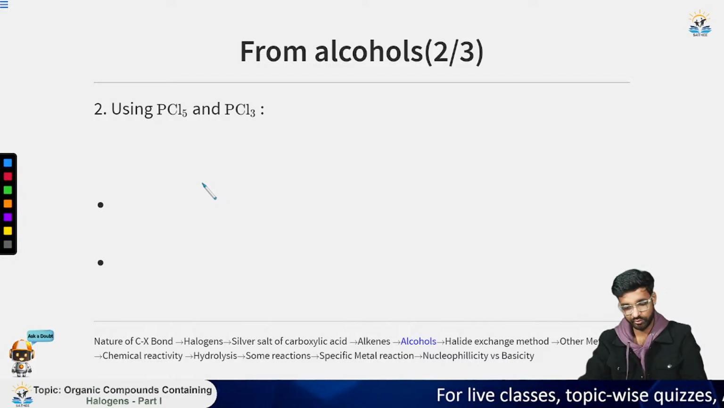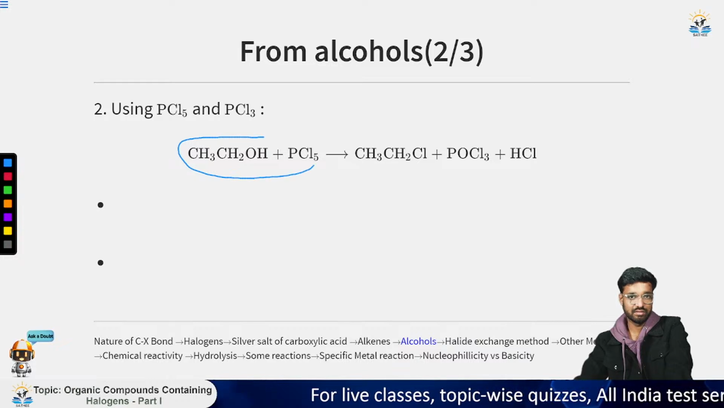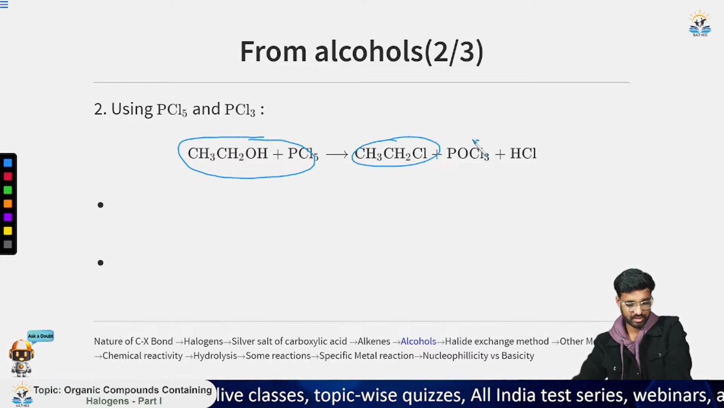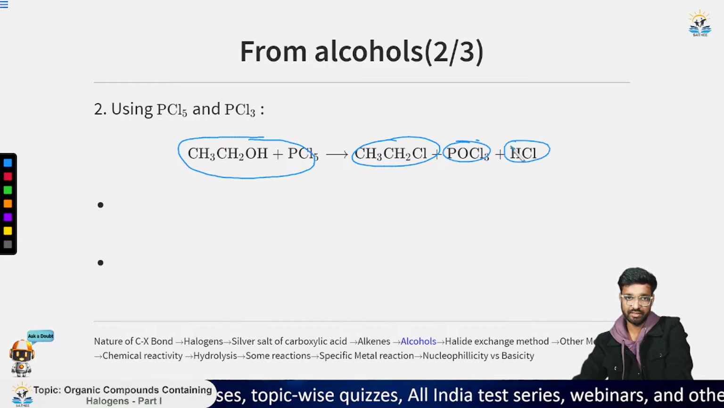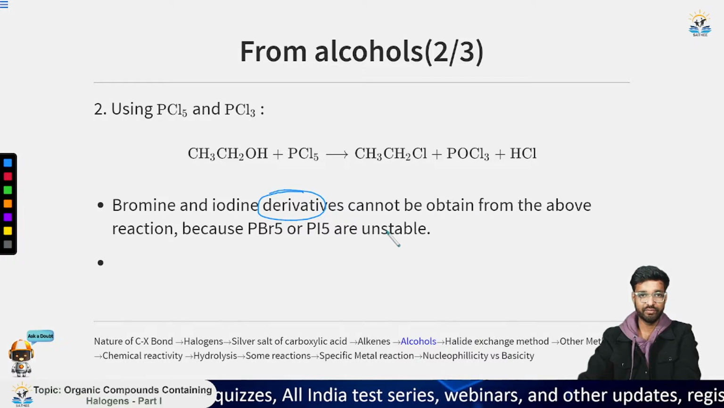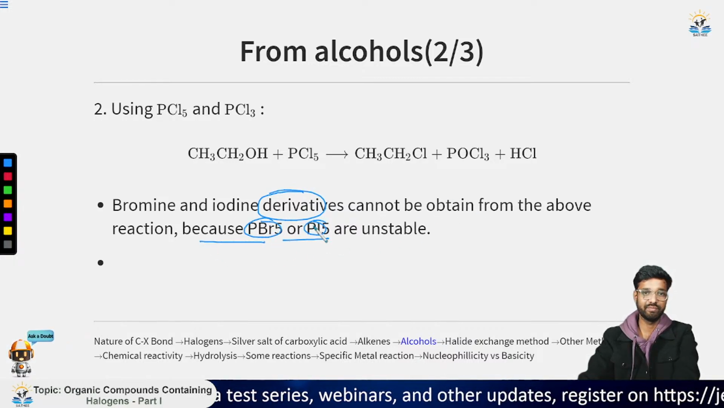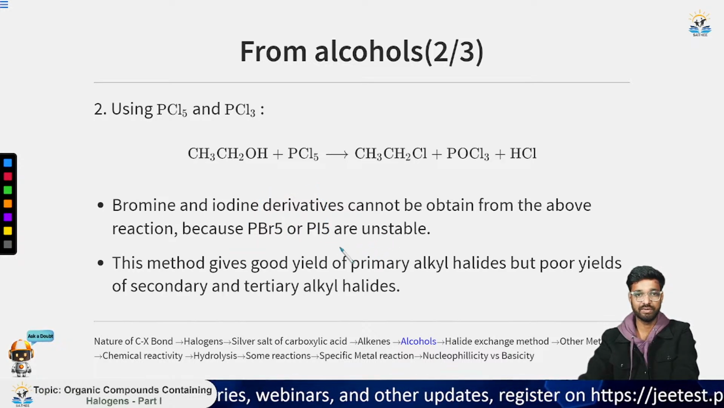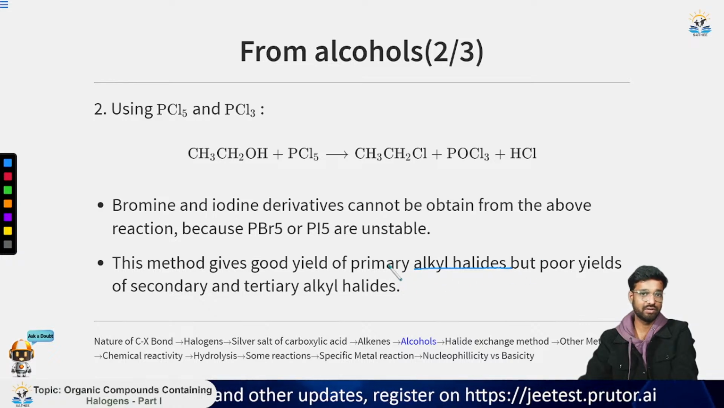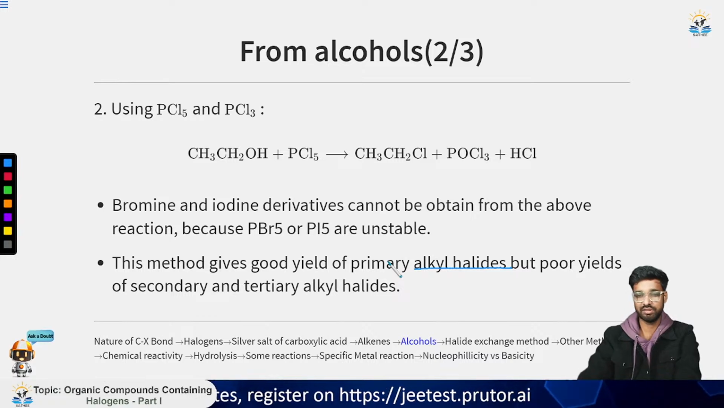Now we can also do it using PCl5 or PCl3. We will react the alcohol with PCl5 and get the haloalkane, POCl3 and HCl. Now bromine and iodine derivatives cannot be obtained from the above reaction, so we cannot use PBr5 and PF5 because they are unstable. This method gives a good yield of primary alkyl halide but a poor yield of secondary and tertiary alkyl halide. So this proves that the reaction takes place through an SN2 reaction.